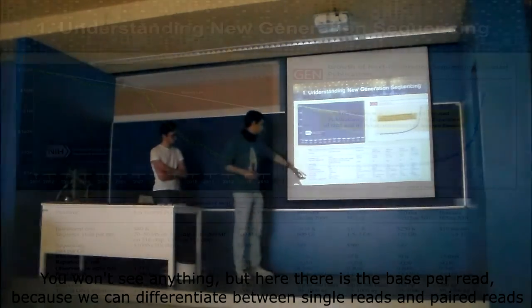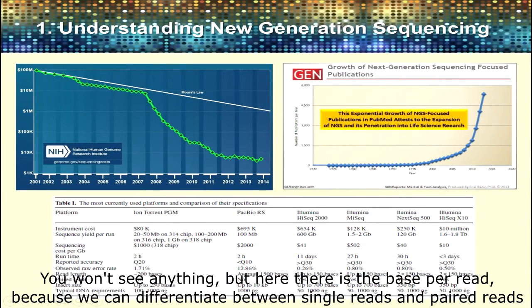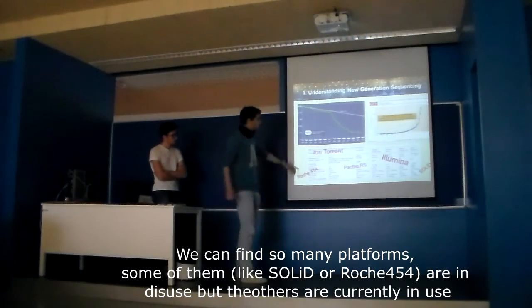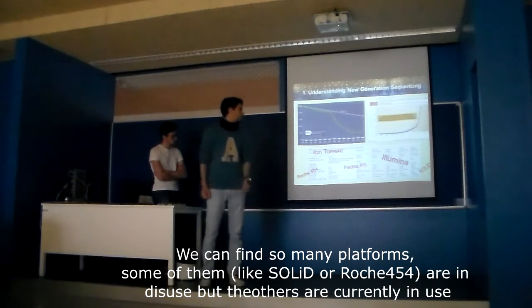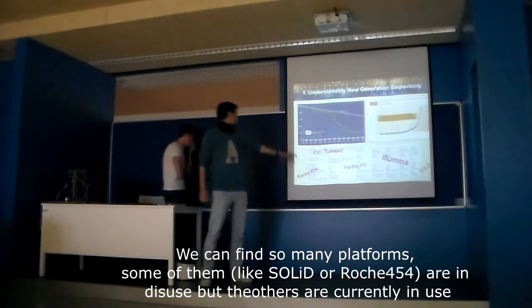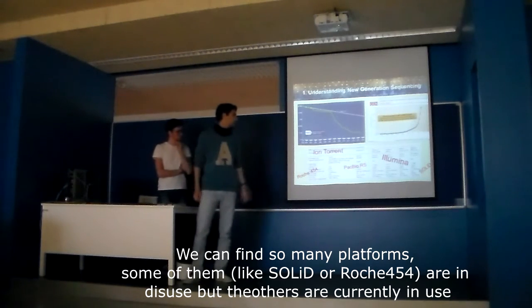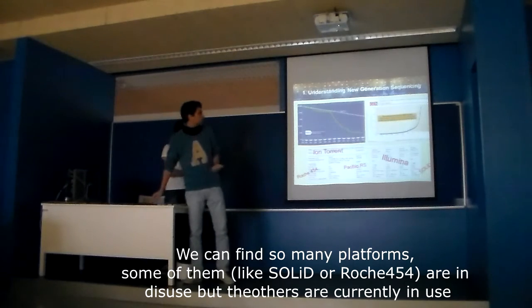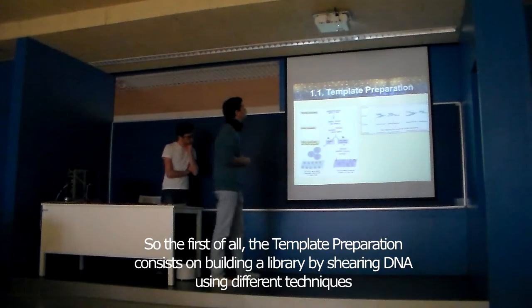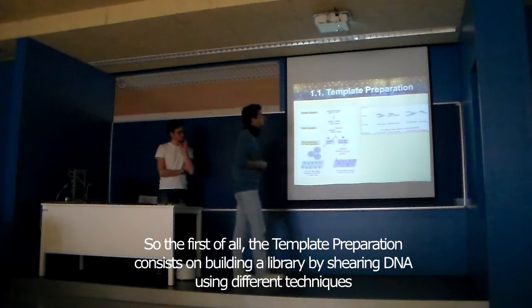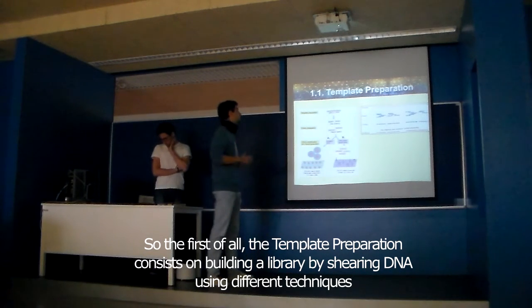You won't see anything, but here it's per read, because we can differentiate between single reads and paired reads in the sequencing. And we can find many platforms; some of them, like SOLiD or 454, are in disuse, but the others are currently in use.